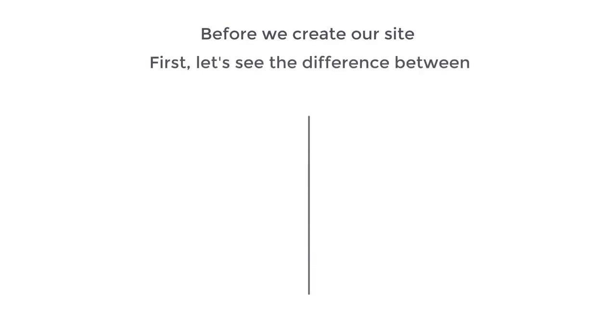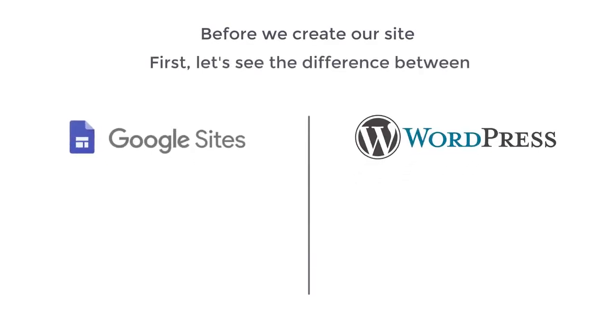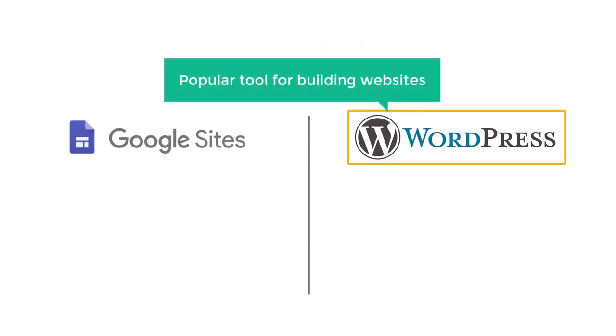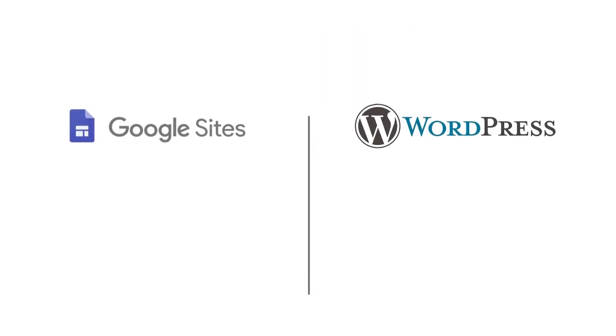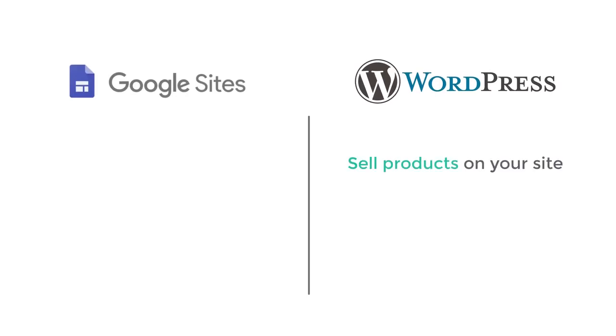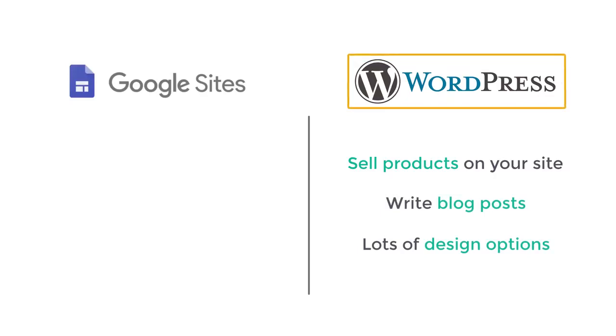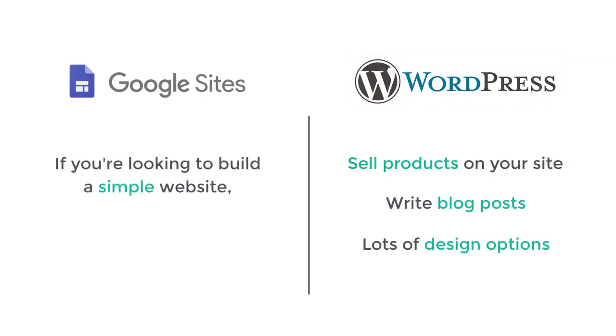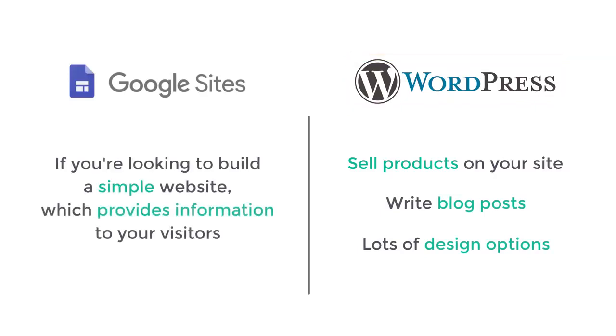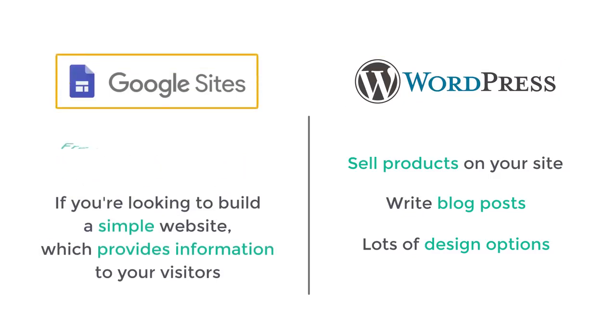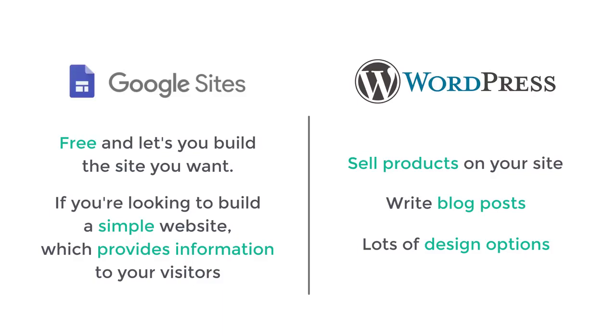Now before we create our site, first, let's see the difference between using Google Sites and using WordPress, which is another popular tool for building websites. If you're looking for features like having the ability to sell products on your site, write blog posts, or have lots of design options, WordPress is the way to go. But on the other hand, if you're looking to build a simple website which provides information to your visitors, then Google Sites is a great option, which is free and lets you build the site you want.